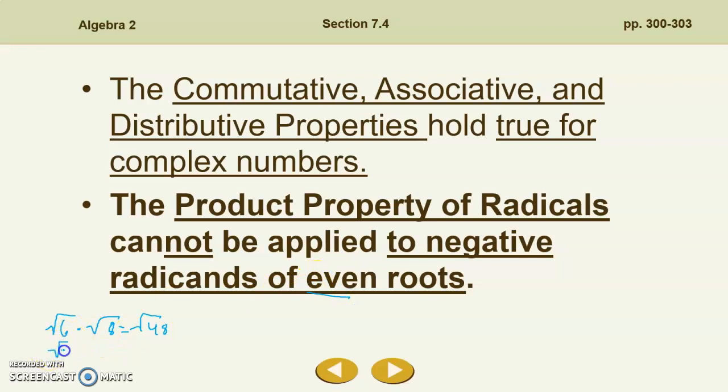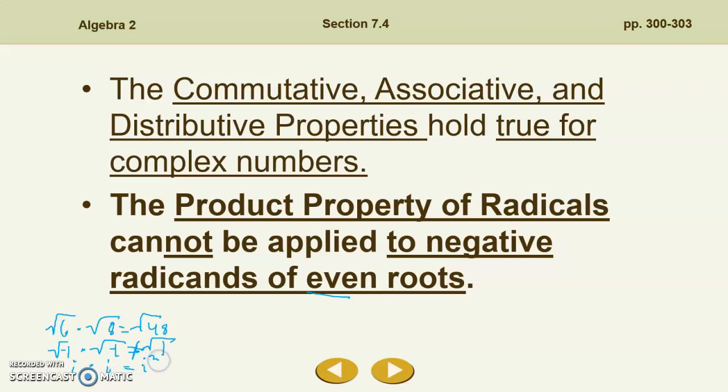So if I did the square root of negative 1 times the square root of negative 1, that does not equal the square root of 1. Negative 1 times negative 1 is positive 1, and that does not work. Because we know the square root of negative 1 is i, square root of negative 1 is i, but that equals i squared.